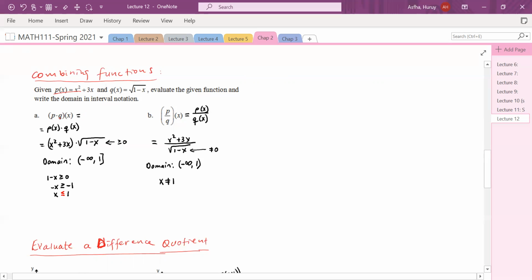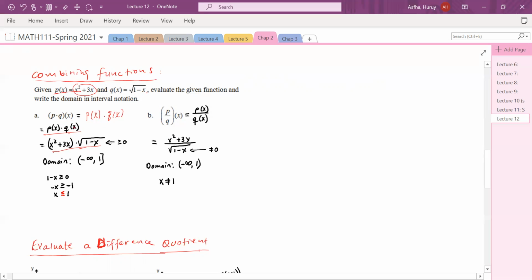Now here we have p times q of x. By definition, p times q of x is just p of x times q of x. Now what is p of x? Well, p of x is x squared plus 3x, and q of x is the square root of 1 minus x. So here I have the new function, which is given by p times q of x.